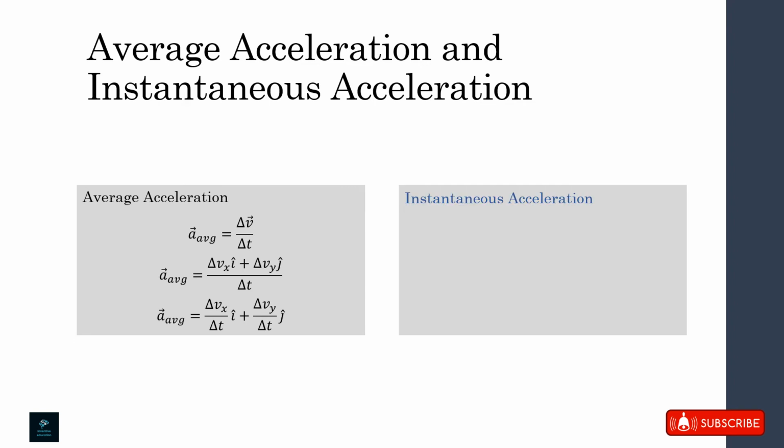Similarly, instantaneous acceleration can be calculated as follows. Instantaneous acceleration is equal to delta V by delta T when delta T tends to 0. This is equal to dV by dt. Writing dV in terms of its components, we can get instantaneous acceleration as dvx by dt i plus dvy by dt j, and this is equal to the x component of acceleration times i plus the y component of acceleration times j. That is, instantaneous acceleration A is equal to ax i plus ay j.